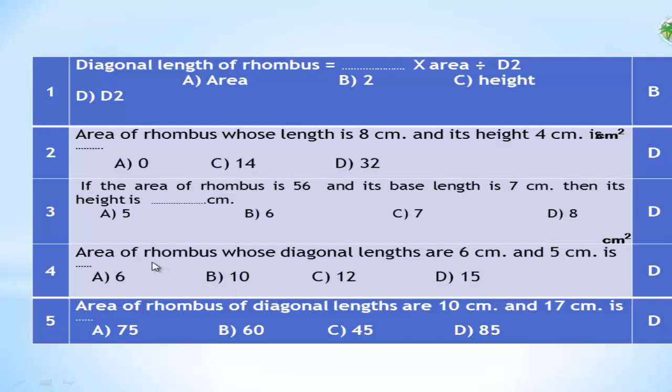Number 4, area of a rhombus with diagonal lengths 6 centimeters and 5 centimeters. Diagonals, take care, so we use the second rule, half times D1 times D2. Half times 6 is 3, times 5 equals 15. Number 5, the area of a rhombus with diagonal lengths 10 centimeters and 17 centimeters is what? Half times 10 times 17 equals 85.